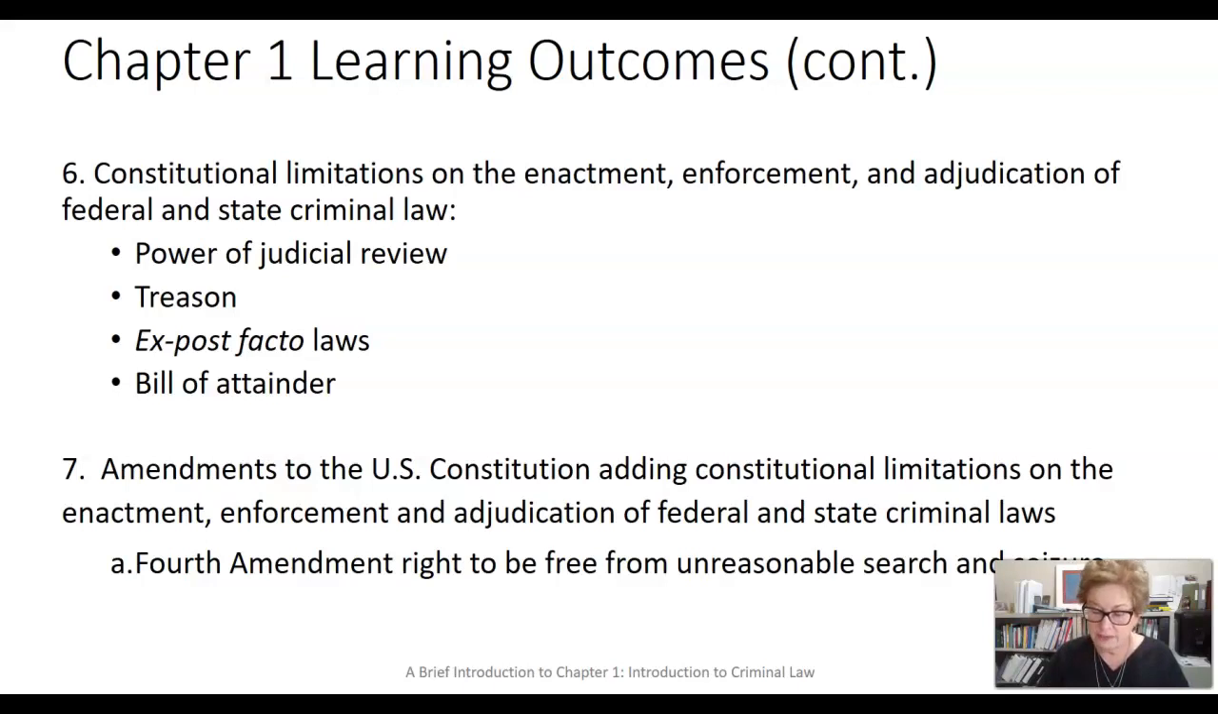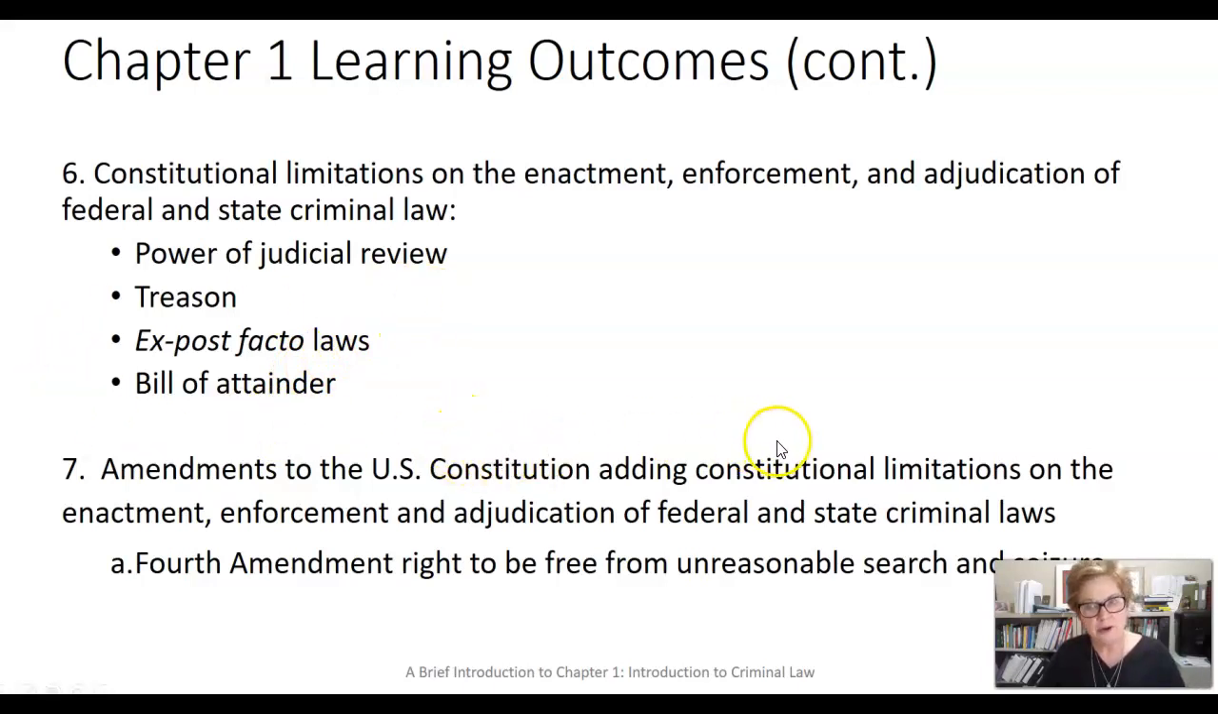The legislative branch enacts the law, the executive branch enforces the law, the judicial branch adjudicates, decides disputes about federal and state criminal law. And we'll see that there are some limits written into the Constitution, which was ratified in 1789, that affect what a legislature can enact, how it can be enforced, and how it can be adjudicated. Those are pretty few and far between.